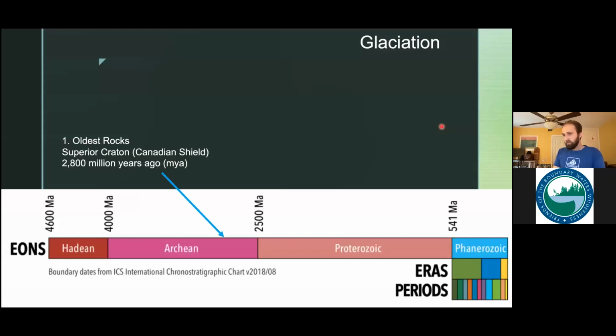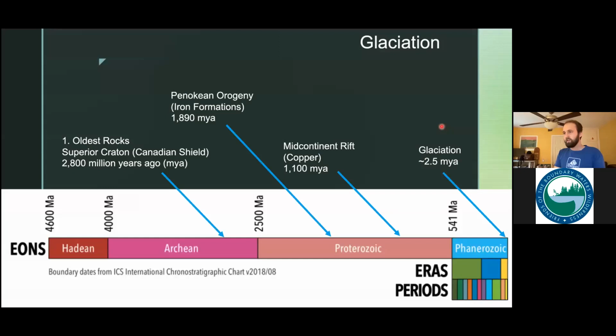Okay, so we've gone through the oldest rocks, the Penokean orogeny, the Mid-Continent Rift, and now we're on to glaciation. And I'm running short on time, so I'm going to go a little faster through this. But basically, glaciation happens because of climate. If it's cold enough, ice sheets grow.